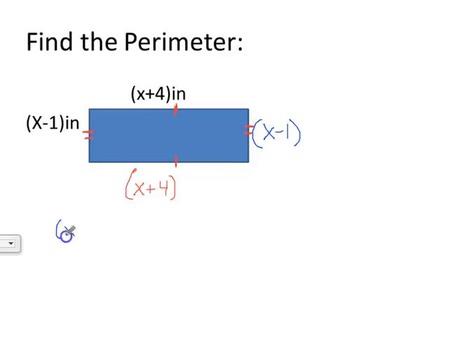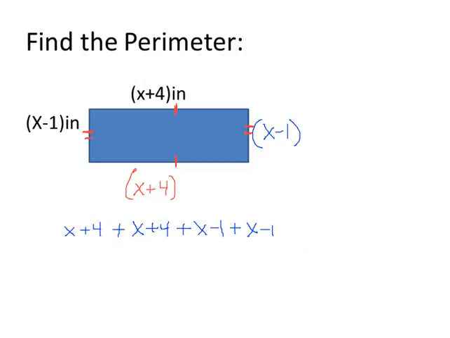So we're going to do x plus 4 plus x plus 4. You don't really need the parentheses, so I'm going to take those out. And then we've got x minus 1 plus x minus 1. We don't need those parentheses either. If you want them in there, that's fine. You can keep them in, but I'm just going to go ahead and take them out.